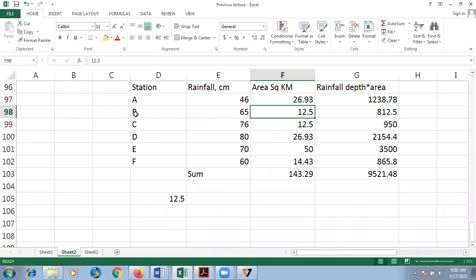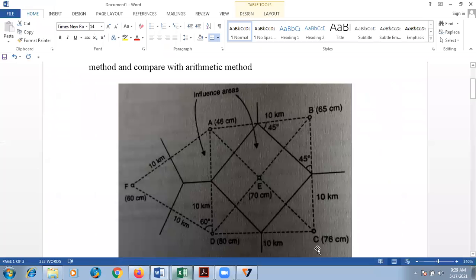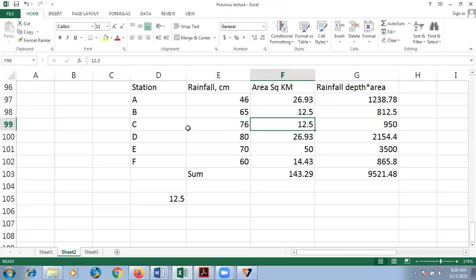Similarly, if you look at location C, it is also of equal area, half base into height, 5 kilometer into 5 kilometer, 12.5. So for that also I have put 12.5 here. So B and C are done.